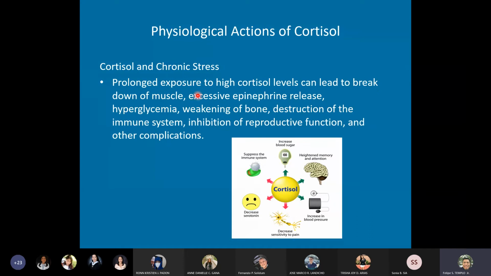So take note that prolonged exposure to high cortisol can lead to breakdown of muscles. So you cannot take cortisol extensively. When we say long-term use of cortisol, usually it means beyond 3 weeks. It's actually safe to take steroids for infection or allergy, but beyond 3 weeks you should be careful, because effects like weakening of the bone and immunosuppression will start to appear already.